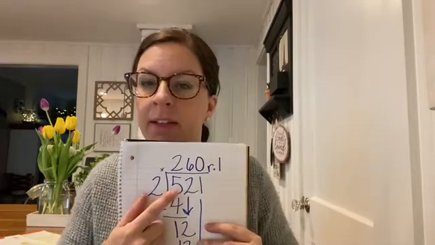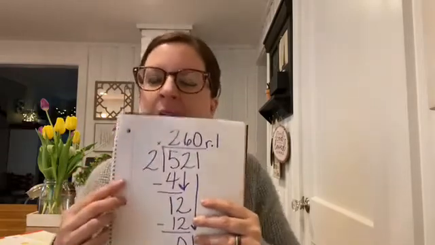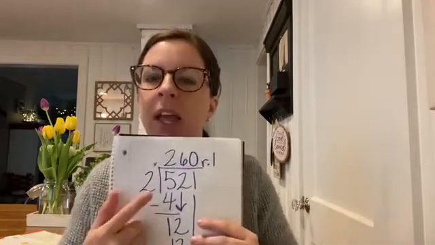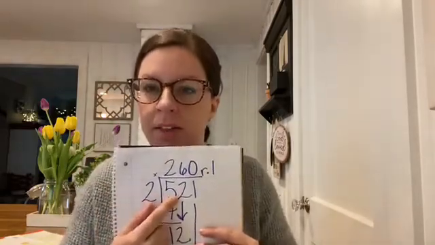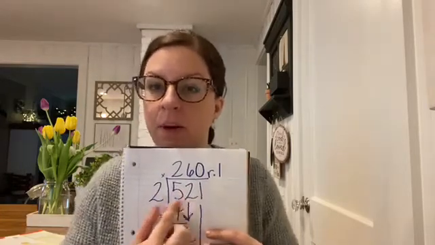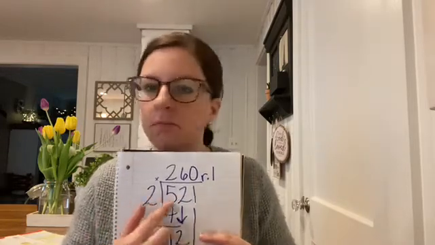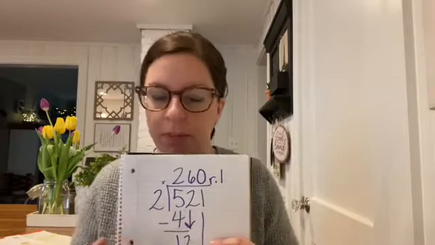But if this number cannot go into this number because this number is too small, then you move to the next number and do the first 2 instead. Okay? Or 3, depending on what the number is.